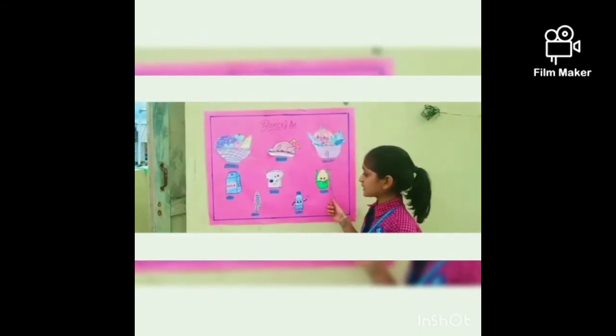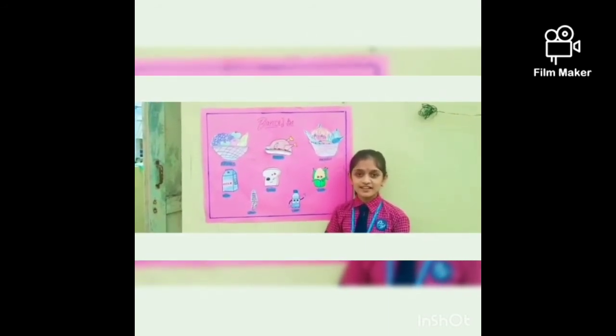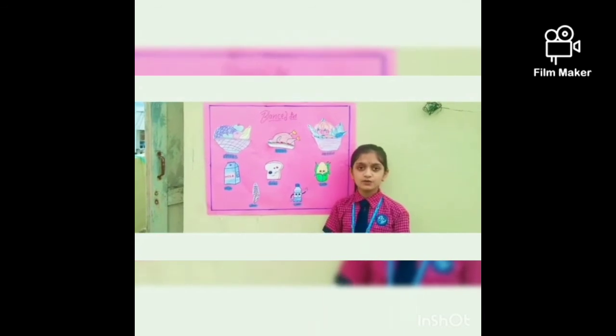Minerals. Minerals include calcium. Example, vegetables, corn, and wheat. Fats. Fats means oily food and junk food. Example, sweets, etc. Last but not least is water. We should drink 6 to 7 liters of water daily.